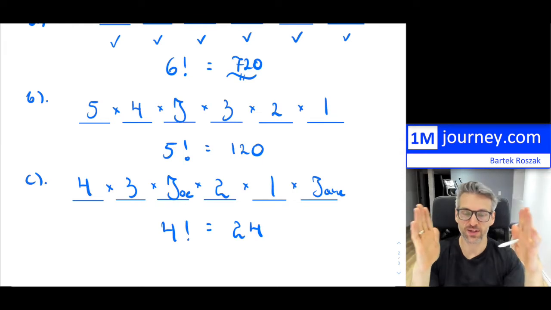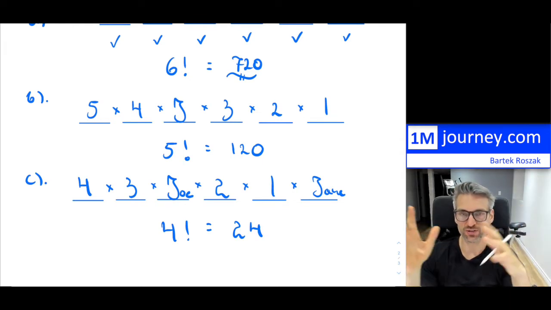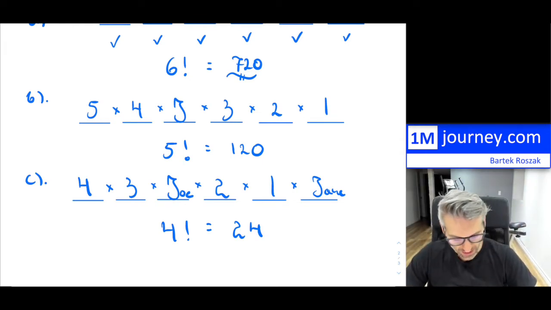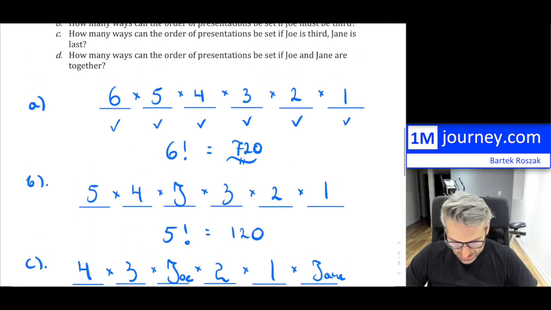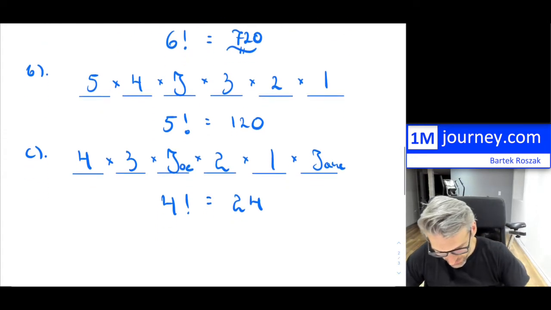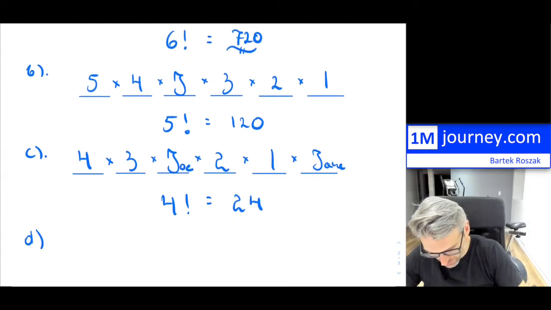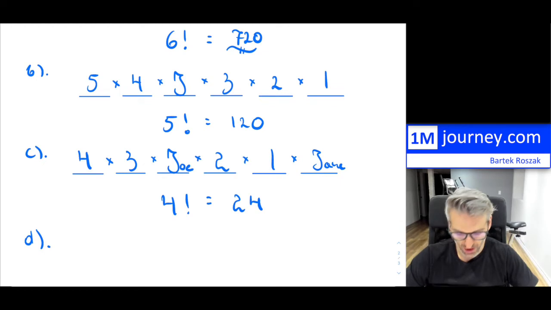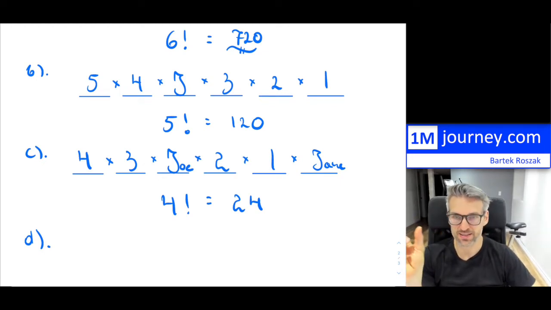So as soon as you start fixing some of the orders, it certainly does reduce what you have. Now the last one, part D, is probably the hardest. How many ways can the order of presentations be set if Joe and Jane are together? They must be together, which doesn't mean that they're together in a particular spot. They just must be side by side.